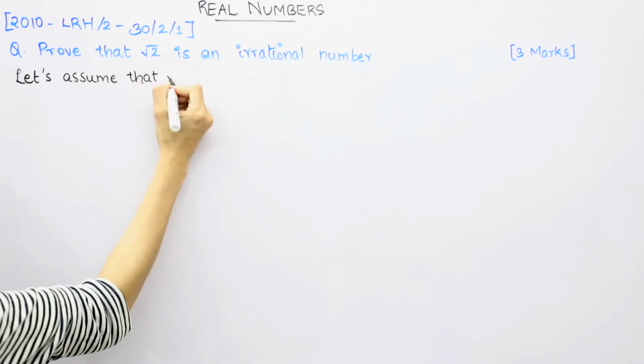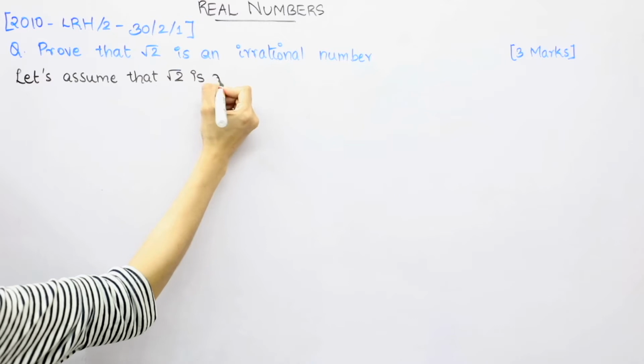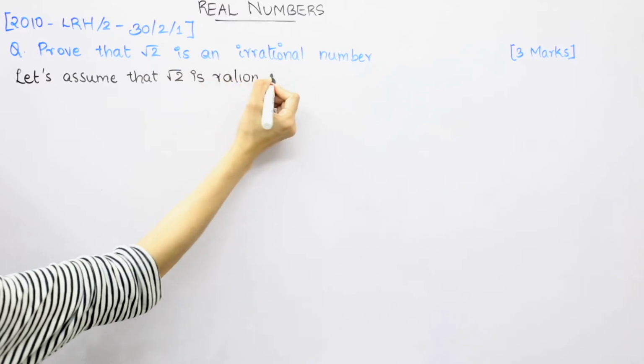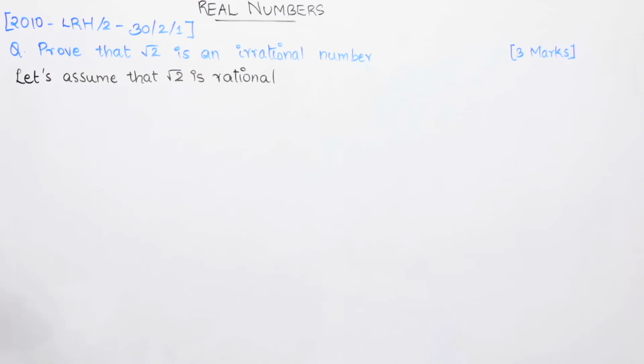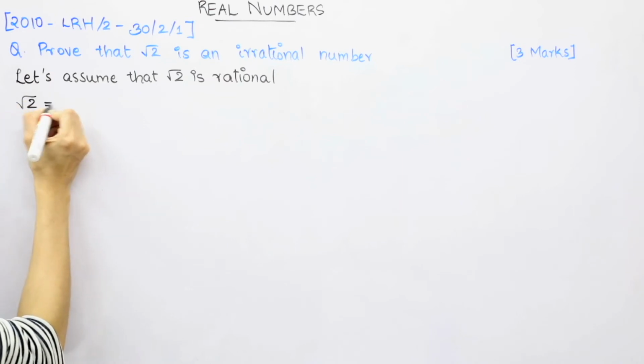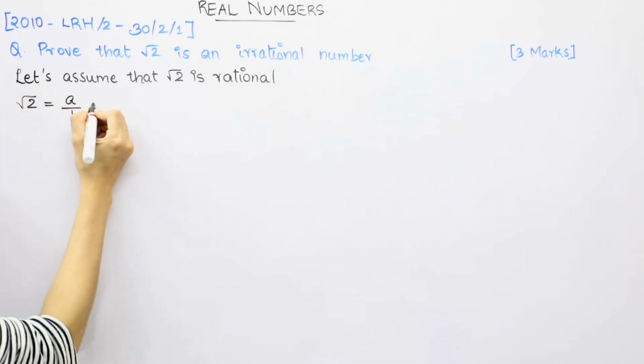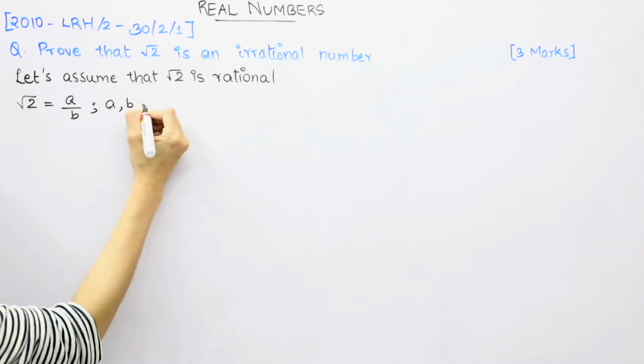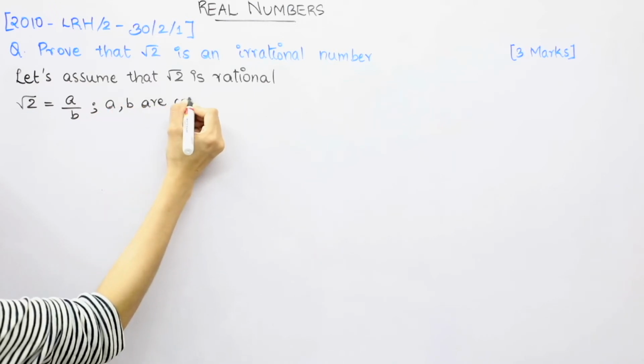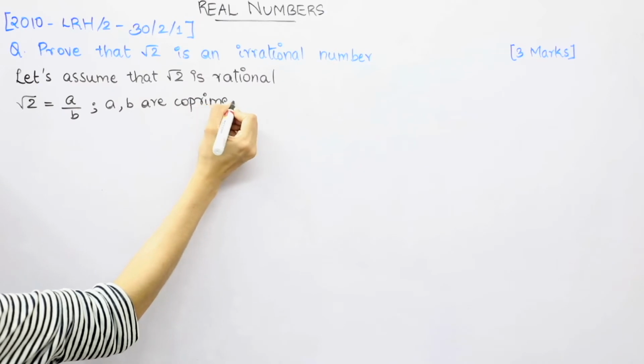is rational. All rational numbers can be expressed in the form p by q, where p and q are integers and q not equal to 0. And these fractions can be reduced to their simplest form by cancelling out all common factors. And such a fraction will have the numerator and denominator as co-primes, or they will not have any common factor. So let's express root 2 as a fraction of co-primes a and b such that b not equal to 0.